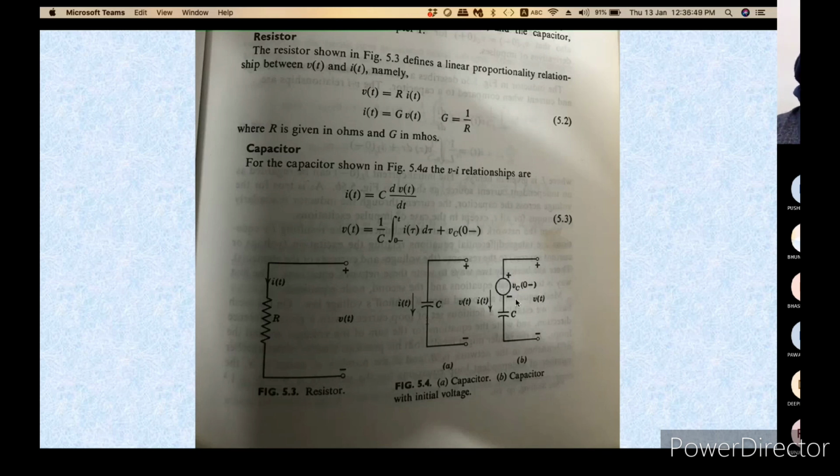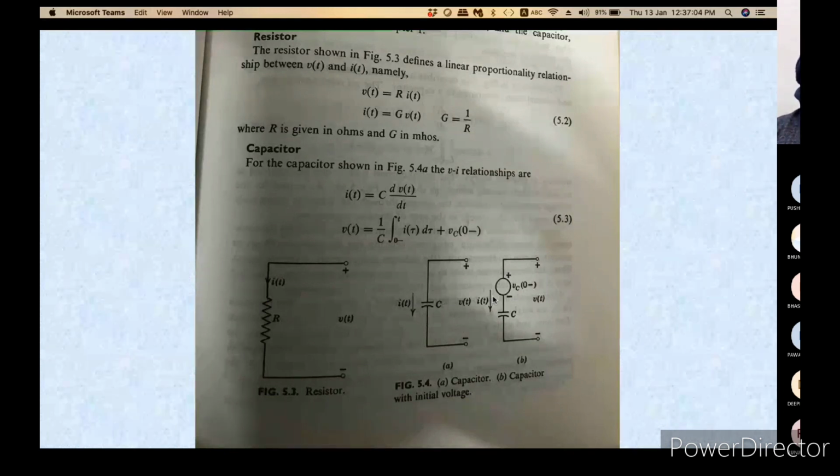And this will depend on whether it is switched on for a long time or whether you are just switching on. Generally these initial conditions are given, but if not given, we'll find them out. We'll also discuss how to find out these initial conditions to analyze the circuit.